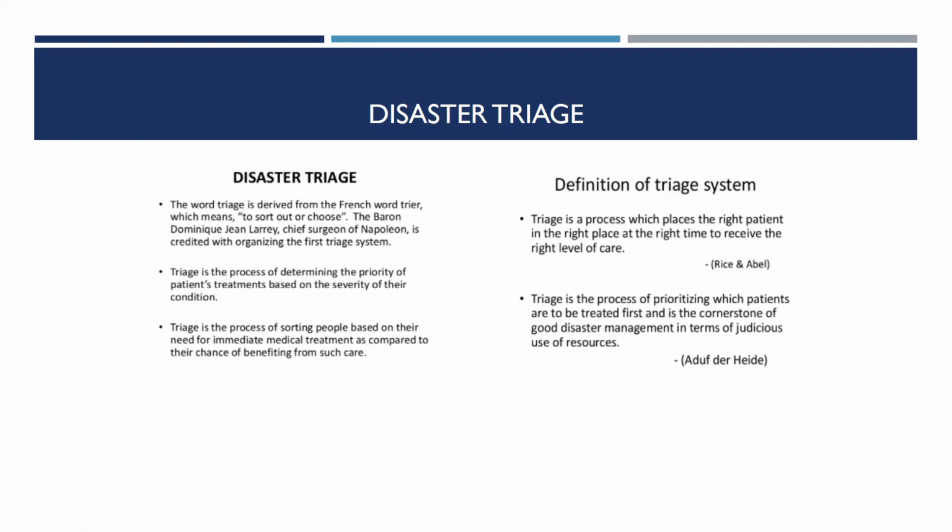Triage is the process of determining the priority of a patient's treatment based on the severity of their condition. Triage is the process of sorting people based on their need for immediate medical treatment as compared to their chance of benefiting from such care. The definition of the triage system: it is a process which places the right patient in the right place at the right time to receive the right level of care.